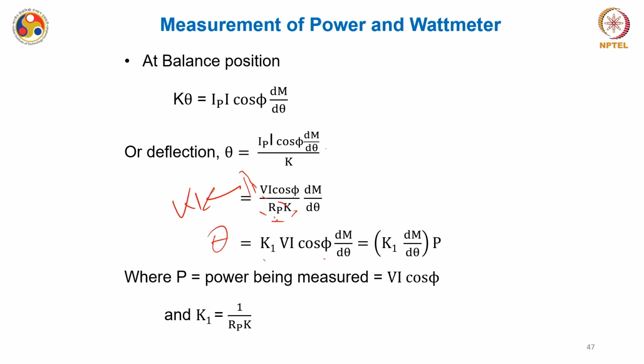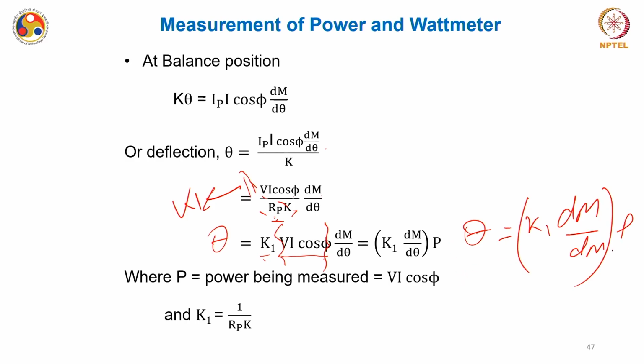Please note that this V I cos phi is equal to the power which is being measured. So the deflection is equal to K1 into dM by d theta into the power which is being measured. So deflection is directly proportional to the power that is measured. This is how a simple electrodynamometer kind of wattmeter works for the measurement of power.